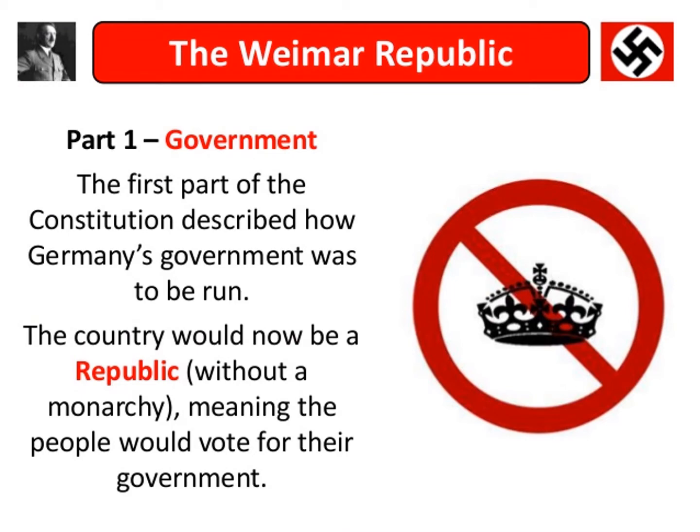So the first part of the constitution, like we said, described how Germany's government was going to be run. The country would now be a republic, so they would not have a monarchy, and it meant that people would vote for their government, very similar to what we would maybe have in Britain today, but obviously slightly different.